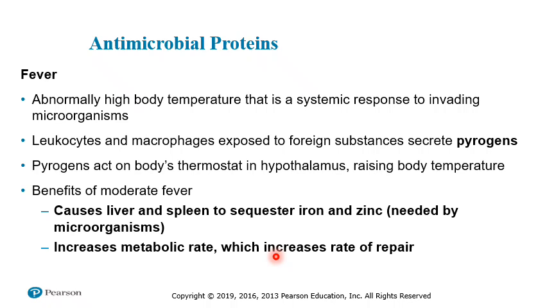Now, moderate fever is good because it causes the liver and the spleen to sequester iron and zinc that is needed by microorganisms. It also increases our metabolic rate, which increases the rate of repair.